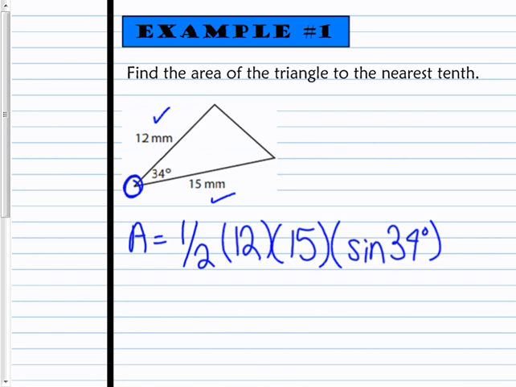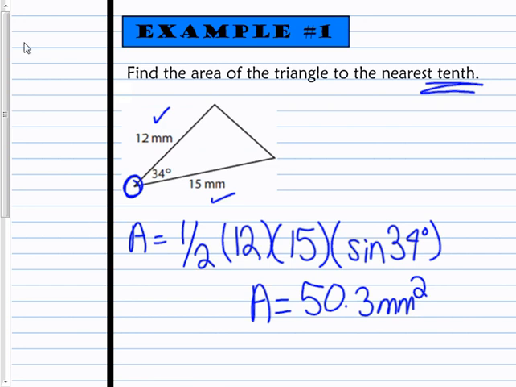And you can plug all of that into your calculator, 34 sine times 15 times 12, and cut that in half, and it says to go to the nearest tenth, the area is 50.3 millimeters squared. And that's your answer. And remember, multiplying by 1/2 is the same thing as dividing by 2. And let's go on to example 2.